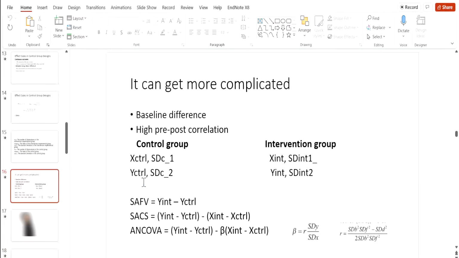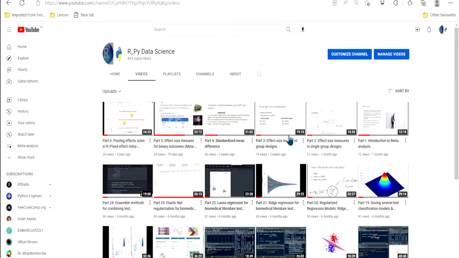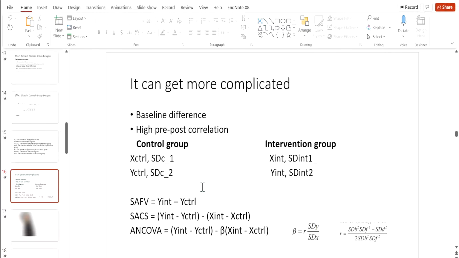If you remember, I mentioned in my previous videos, somewhere in the beginning, the first question before you choose, in continuous outcomes, which effect size measure you have to use: you need to ask whether the scale of measurement is similar. If it is similar, then you can do mean difference. The mean difference can be complicated, as I said, because if you have baseline difference and pre-post correlation, you may have to do more sophisticated methods.